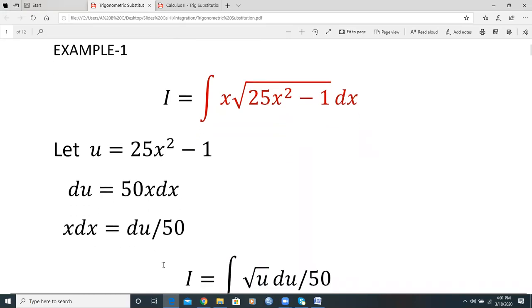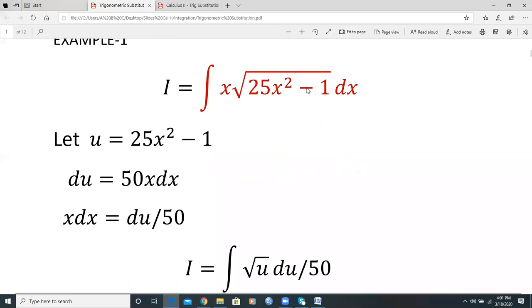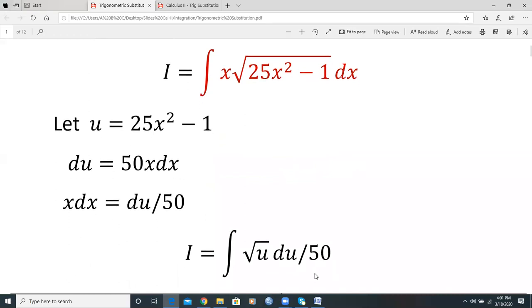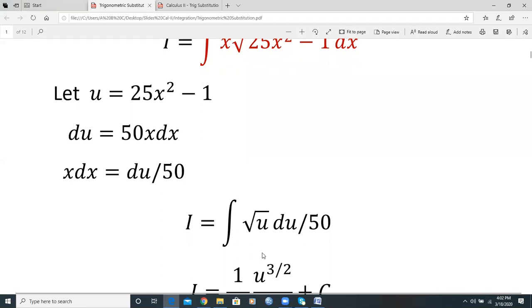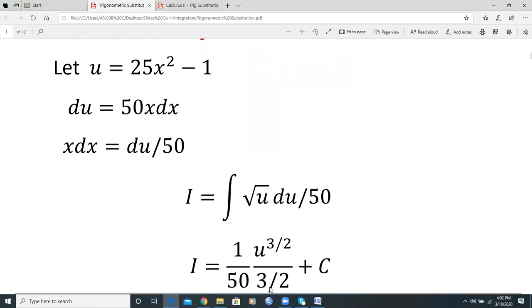So we replace 25x square minus 1 by u, and x dx is replaced by du over 50. You see we bring this 50 outside from the integral. Now the integral actually becomes very simple. It is 1 over 50 integral square root u du. So it is u to the power half. So we apply the formula of integration. It becomes u to the power 3 by 2 divided by 3 by 2.